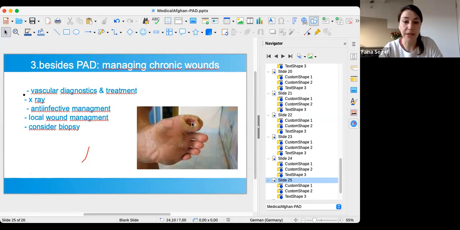So that means you should take a little biopsy from the wall, from the active lesion, and send it to pathology. Ask them to check whether this is really a chronic wound or maybe something else like autoimmune diseases or skin cancer masquerading as a chronic wound.